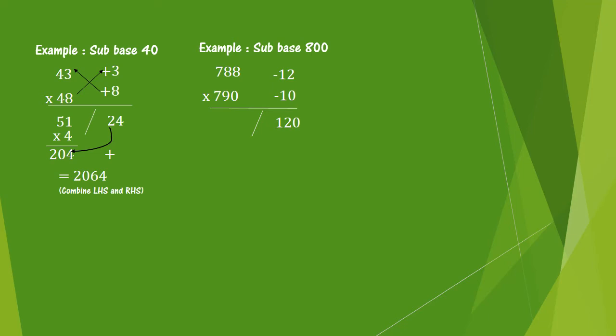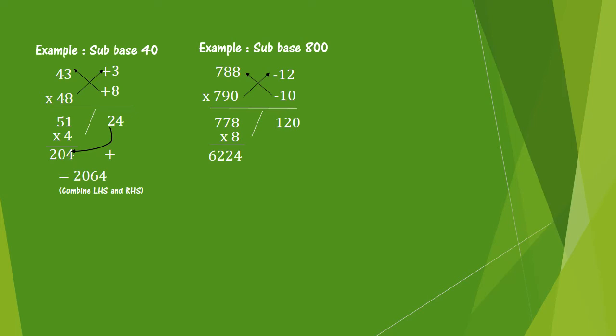Now in the left hand side we will be subtracting 788 minus 10, which gives us 778. Even if we subtract 790 minus 12, we get the same number, 778. Now we will be multiplying 778 by 8, because our subbase is 800 over here. After multiplying 778 into 8, we get 6224.